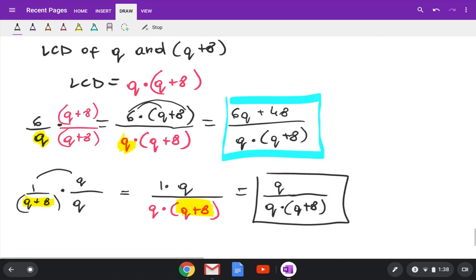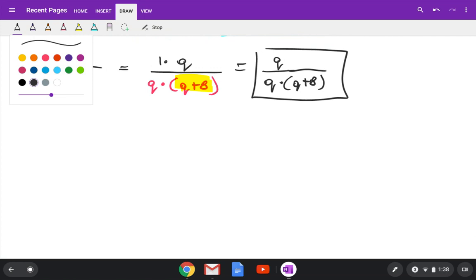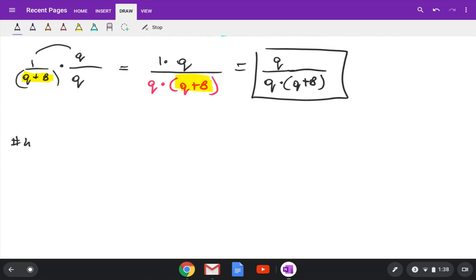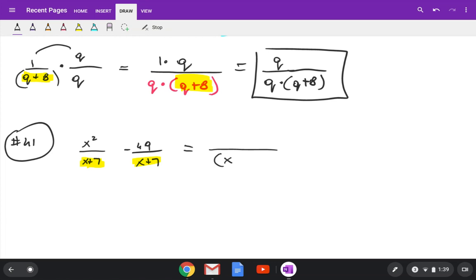Next one will be 41. In 41, we need to subtract: we have x squared over x plus 7 minus 49 over x plus 7. In this example, since both fractions have the same denominator, we don't do anything. We just copy the denominator once, which is x plus 7, and we subtract the numerators. That will be x squared minus 49.